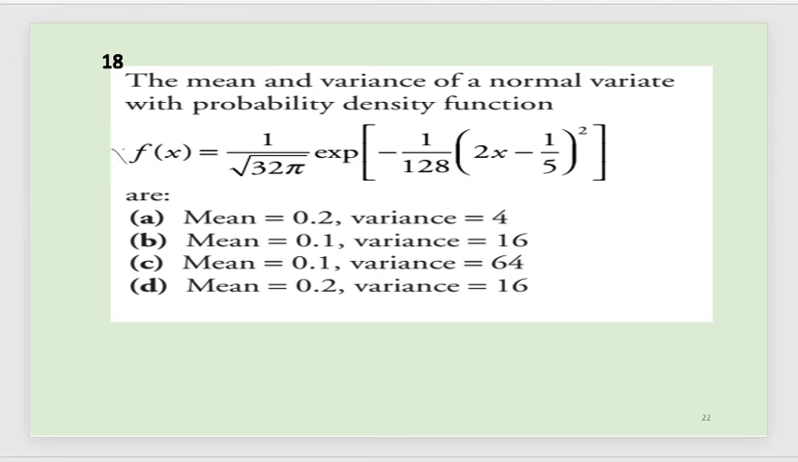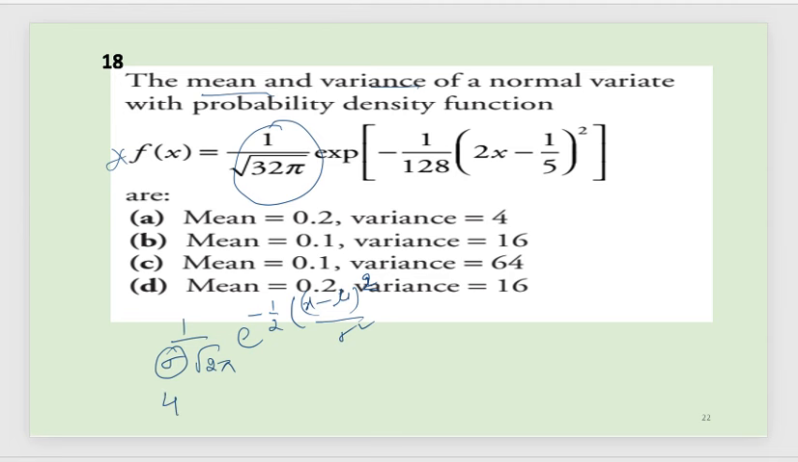They gave us a PDF and they are asking for the mean and variance of the normal variate. Step number one is we need to write it in the standard form. So first of all, let us recall the formula: e to the power minus half, then (x minus mu) whole square over sigma square. Let's take it one by one. Here 32, I want 2 pi, so 16 can be taken out, and when 16 is out it will be 4. So I got sigma value as 4.